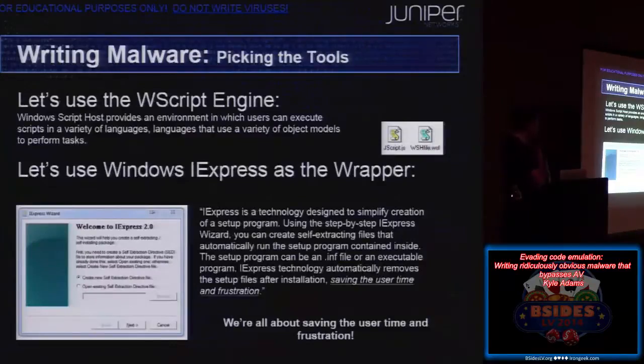So we know what language we want to write it in. The next thing is the tools that we're going to use. So we have the WScript engine, which is included with Windows and is always enabled. This is the engine that's capable of running native JavaScript and VB script, and also has a nice little wrapper called WSF, which allows you to mix and match JavaScript and VB script in the same file.